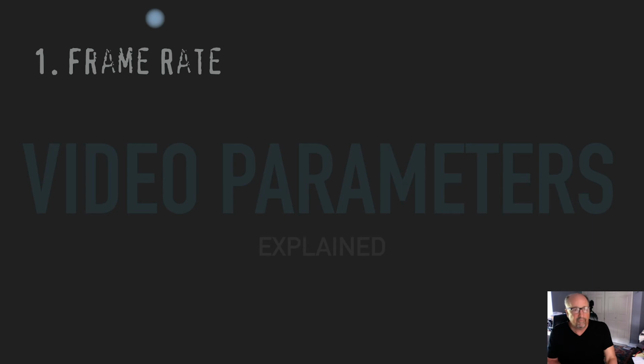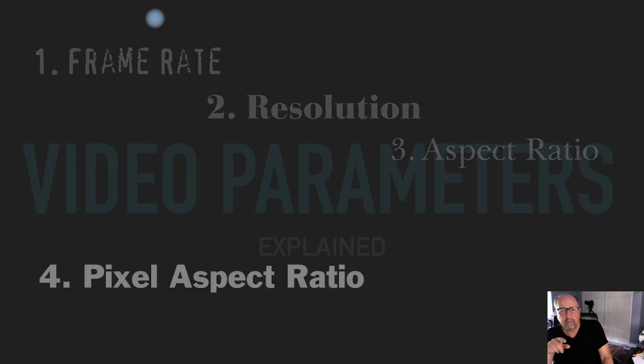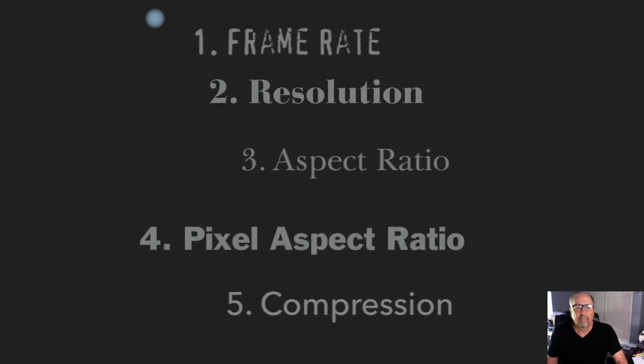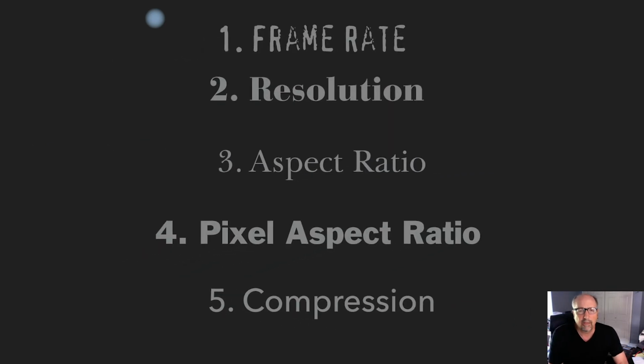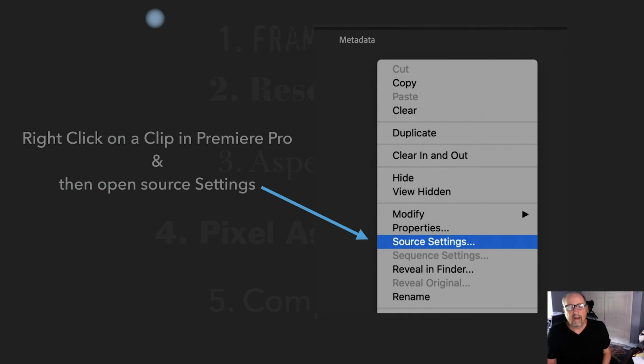So frame rate first, resolution, aspect ratio, pixel aspect ratio, not the same as aspect ratio, and compression. These are the 5 elements you need to worry about. So that's what we're going to be talking about. So let's start with how to find out where these are.